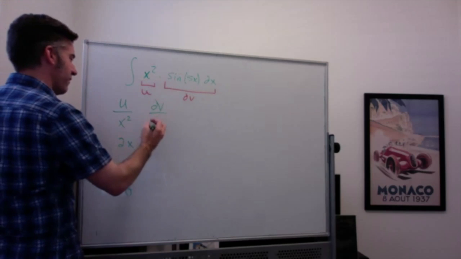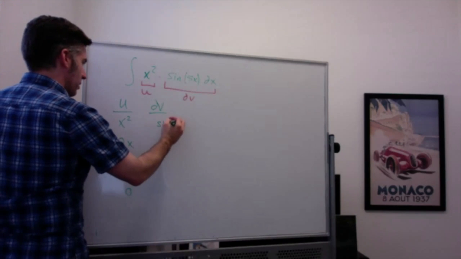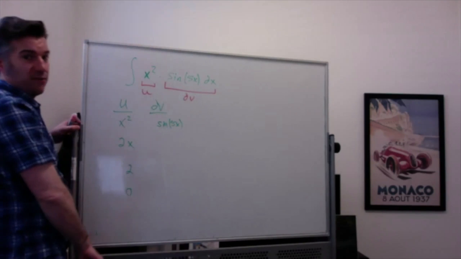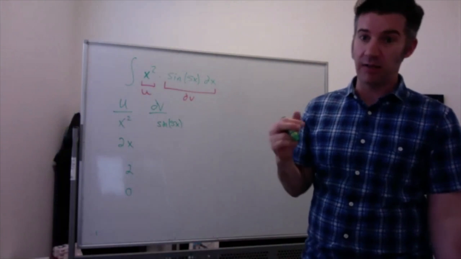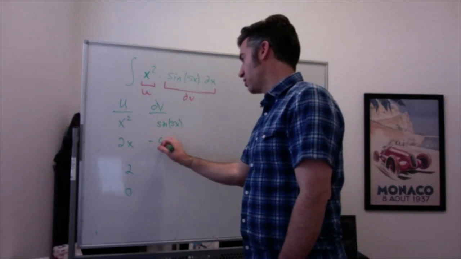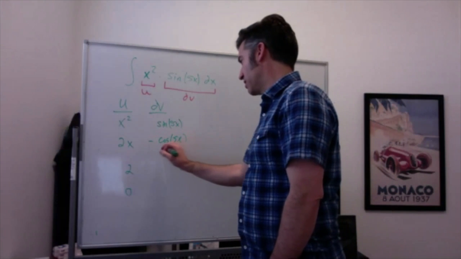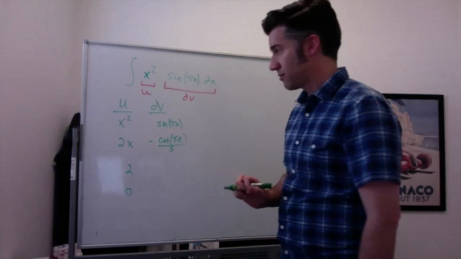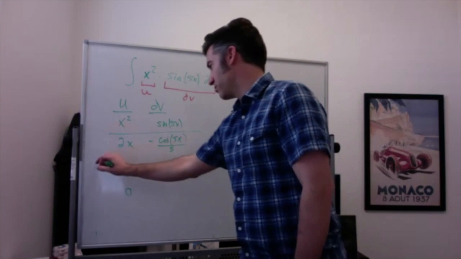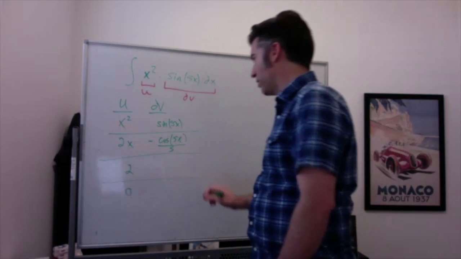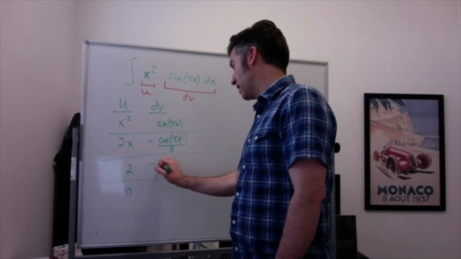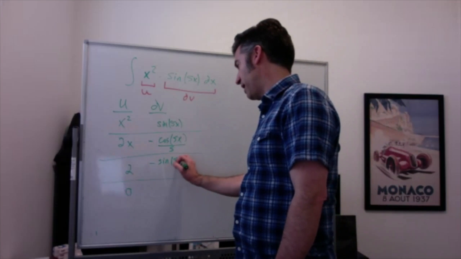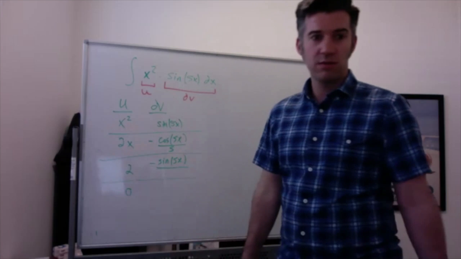So dv is sine of 5x. And then we're going to anti-differentiate. So I know the derivative of sine is positive cosine. I know the antiderivative of sine is negative cosine. So it would be negative cosine of 5x divided by 5. I'm trying to keep my rows there. Okay. And then the antiderivative of negative cosine is going to be negative sine. So it's going to be negative sine of 5x divided by how much? Now what am I dividing by?